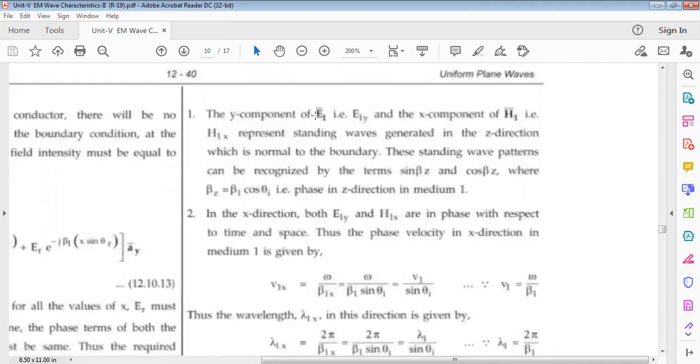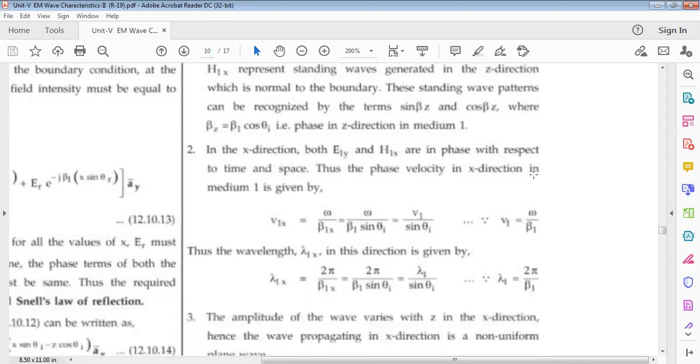The y component of E1 bar, that is E1y, and the x component of H1 bar, that is H1x, represent the standing waves generated in the z direction, which is normal to the boundary. These standing wave patterns can be recognized in terms of sin beta z and cos beta z, where beta z is equal to beta 1 cos theta i. It is a phase in the z direction in the medium. And we get E1x and lambda 1x.